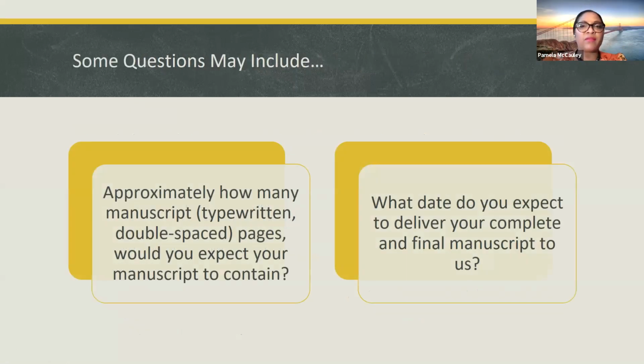Some other questions may include approximately how many manuscript typewritten double-spaced pages you would expect your manuscript to contain, and on what date you expect to deliver your complete and final manuscript. One of the ways that I estimated my number of pages is I looked at books that were my competition. So looking at books that were similar to mine and how many double-spaced typewritten pages they had, that really helped me a lot.